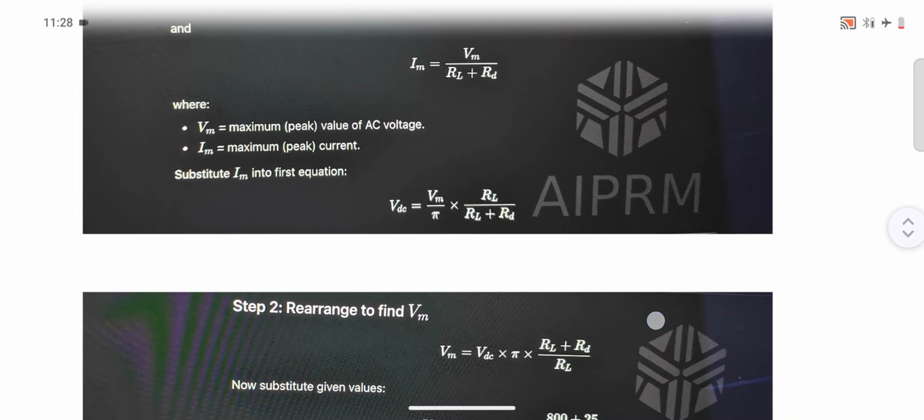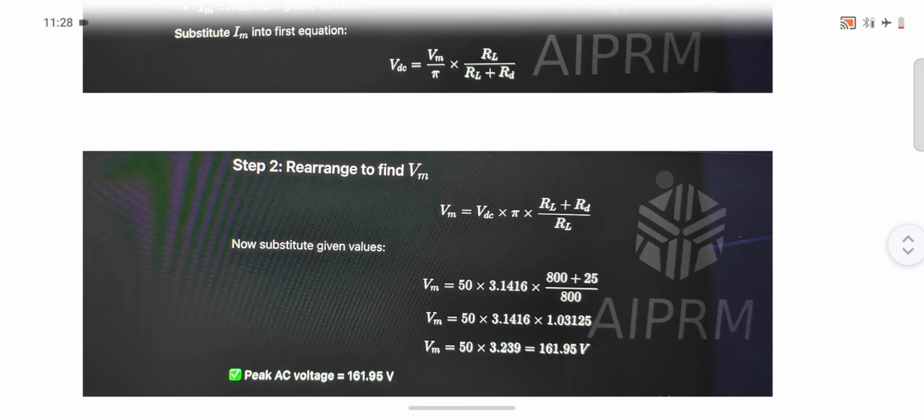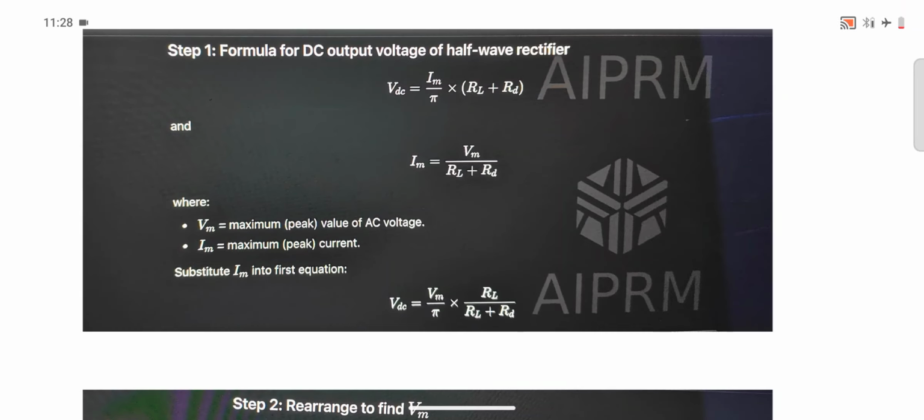Then we rearrange it to make it the formula of maximum voltage, and then we substitute all the values, and we will calculate the maximum value, and after that we will find the RMS voltage value. So first we have to calculate the maximum value, and for calculating the maximum value, what we did, we use this formula, DC output voltage and maximum current. Thank you.